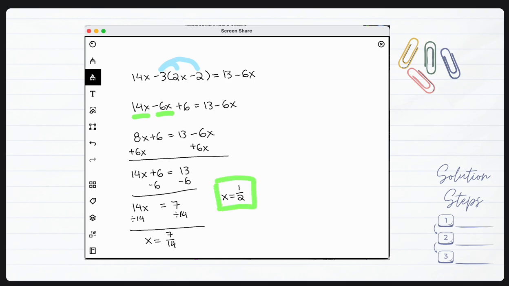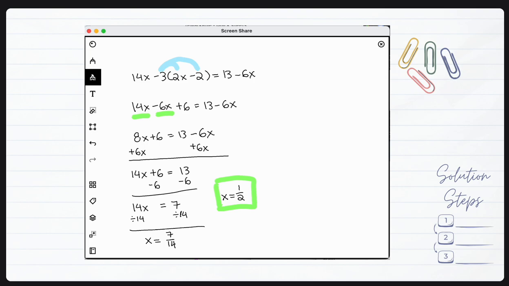Now, when you enter that answer, you can enter it as 1/2 or 0.5. Any of those answers are acceptable. Now, let me read those directions very carefully again. It says enter the value of x that makes the given equation true. It actually doesn't say simplify your answer. So technically, if you entered 7 over 14, it should also be correct.